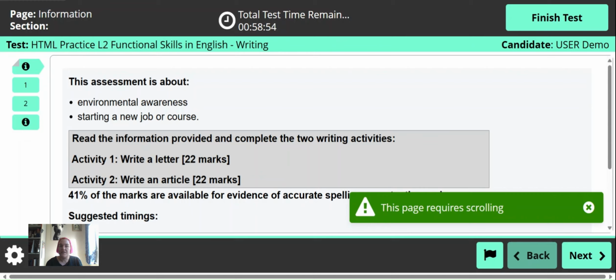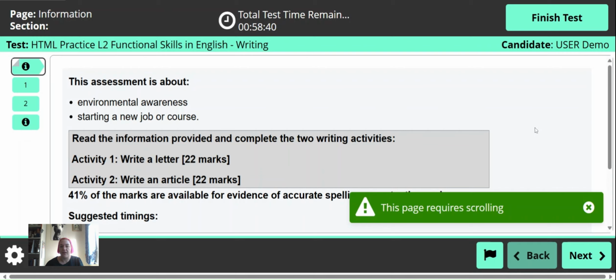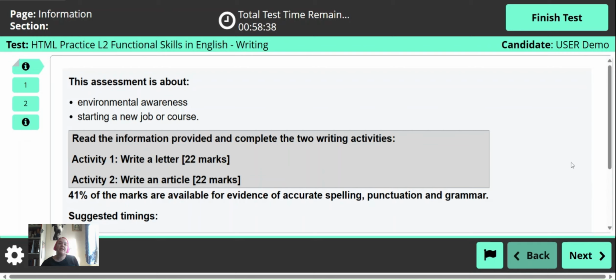So, as you can see on the screen behind me, this is one of the past papers from our exam board, NCFE. And we're just going to have a quick look, first of all, at the information that we're given right at the beginning of the exam. It gives you an idea of the two subjects that are going to be covered in the scenarios that we're going to write about. The first one being environmental awareness, and the second one being starting a new job or course.